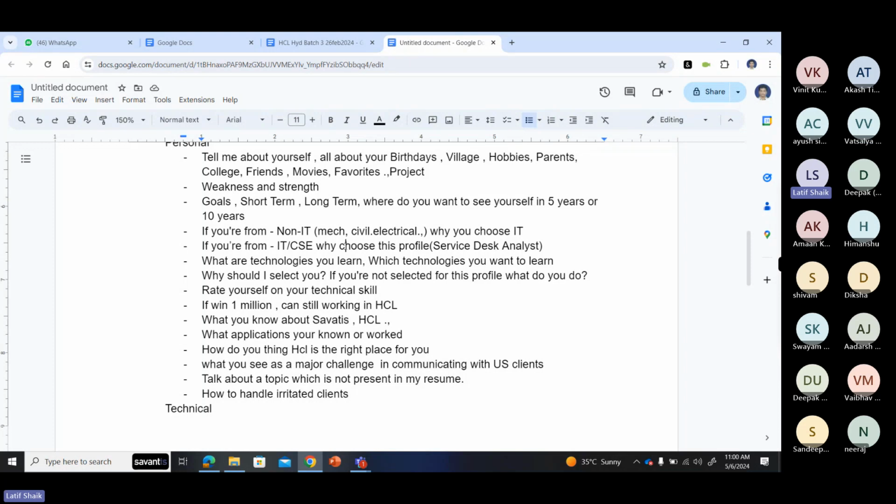So you touch all the different technologies. So what technology do you want to become an expert in, and for that, what do you want to do? Different types of questions will be there. Why should I select you? If you are not selected for this profile, what do you do? Okay. So why should I select you?